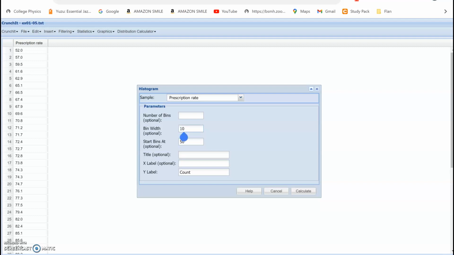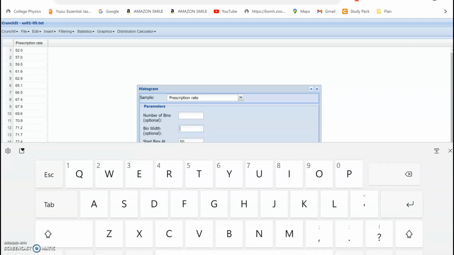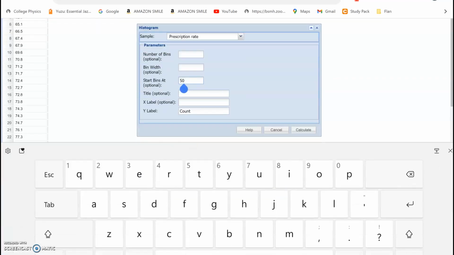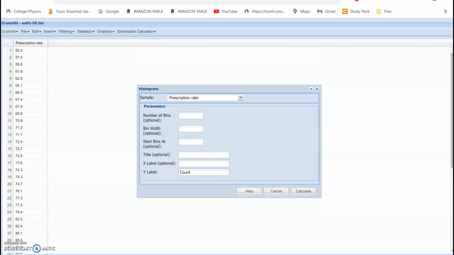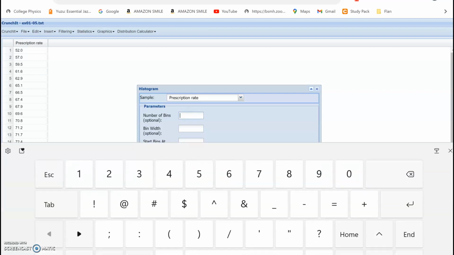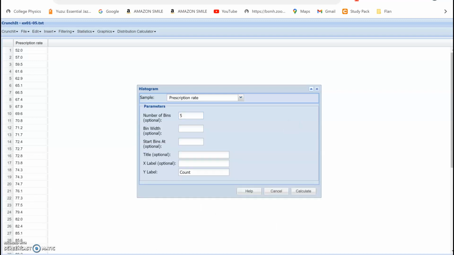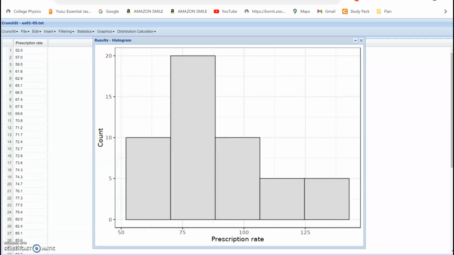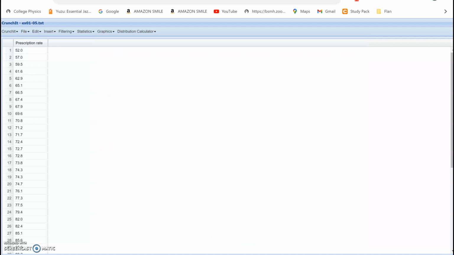There are many ways in which we can do this problem. There are many ways in which we could set up the parameters for this histogram. We could say the number of bins or the number of bars we want in our histogram, which means the number of class intervals into which we divide the data set. We could specify that. Let's say we specify 5 bins. Let's calculate, and this is what it looks like. So that's a histogram with the data set divided into 5 class intervals.